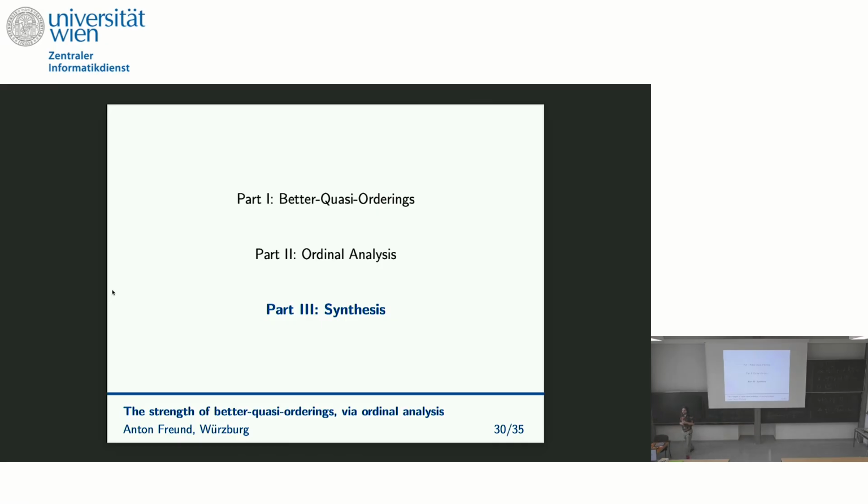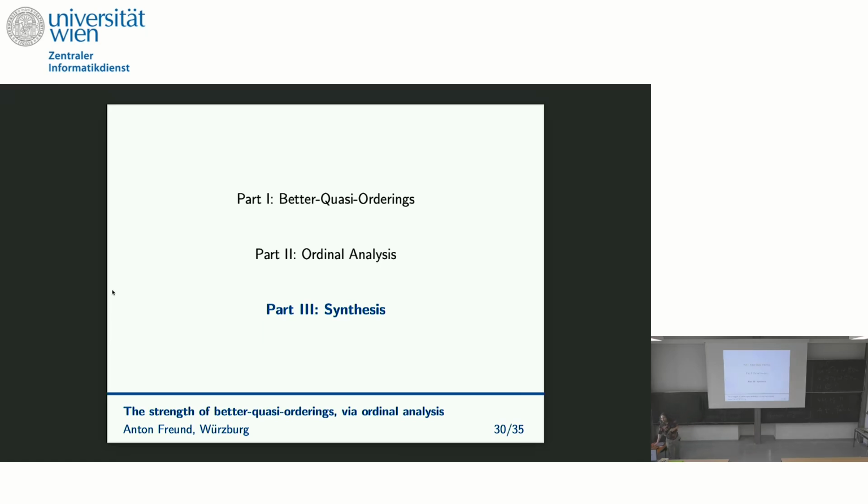Let's resume, I guess. Welcome back and thanks for coming to the last part of this tutorial. We've seen now in part 1 the definition and some uses of better-quasi-orderings. We've seen in part 2 some basic facts from ordinal analysis, well, some slightly more advanced results as well. And now I want to show how they come together to produce a result on the reverse mathematics of better-quasi-orderings.